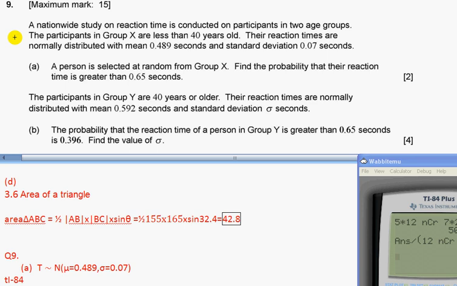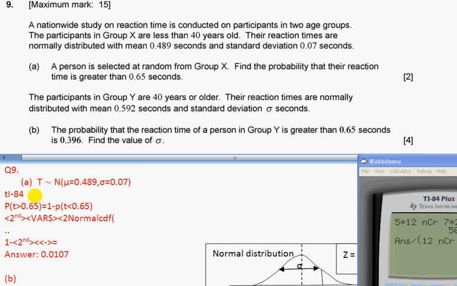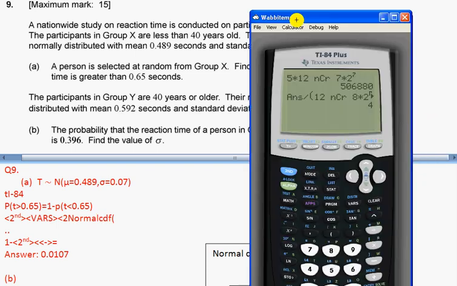Normally distributed with mean and standard deviation as given. Find the probability that time is more than 0.65. That means 1 minus the probability of less than 0.65. Why less? Because the calculator shows us this left part. Right. Okay. So let's do it.